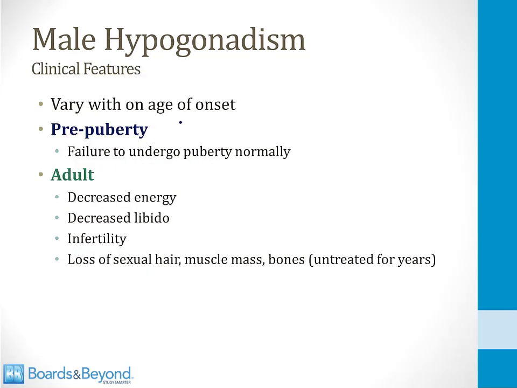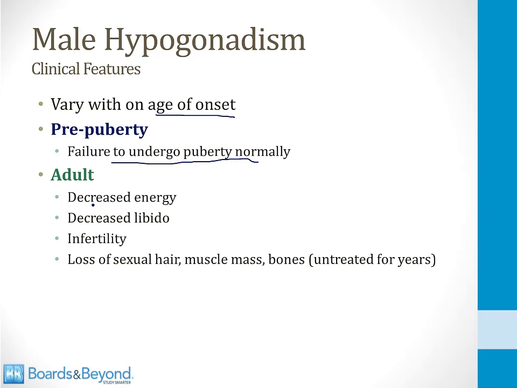The symptoms of hypogonadism vary with the age of onset. Before puberty, if the testes are underactive, this will lead to a failure to undergo puberty normally. Normal puberty depends on the testes producing lots of testosterone. If they cannot, puberty will not occur normally.